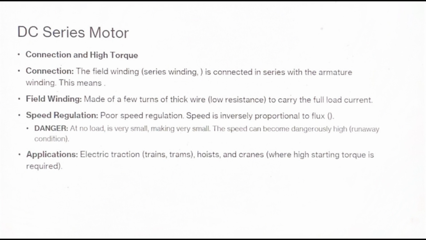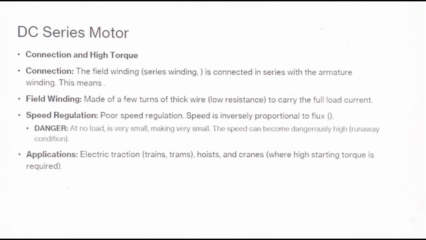This slide explains the series connection in DC motors, emphasizing high torque capabilities and speed behavior under load. Connection and high torque: the field winding is connected in series with the armature, so the same current flows through both. The field winding is made of low resistance wire to handle high currents, producing strong flux proportional to armature current. Speed regulation: poor. Speed is inversely proportional to flux; at no load, flux is very small, making speed dangerously high. Under load, speed drops significantly.